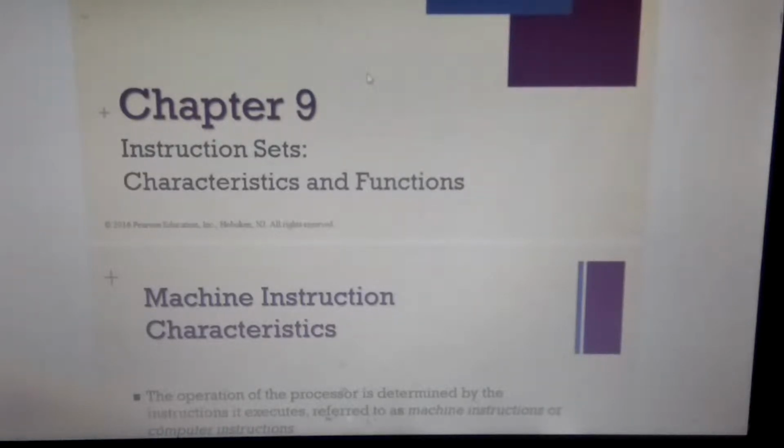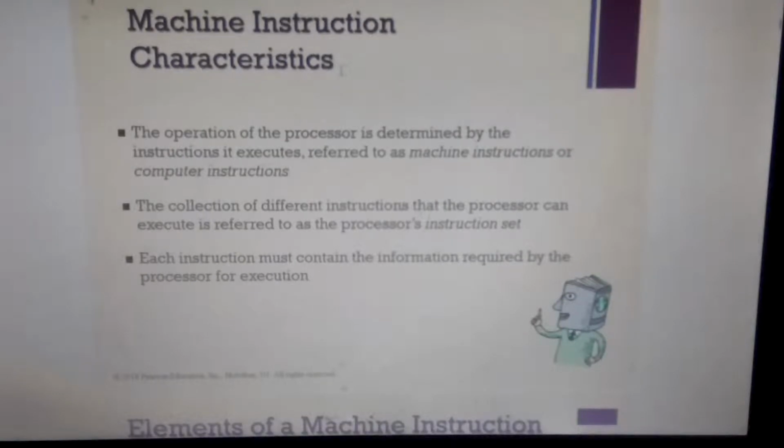In this video, we will talk about chapter 9, which is the characteristics and the functions in instruction sets. Here we'll look at the machine instruction characteristics. The operation of the processor is determined by the instructions it executes, referred to as machine instructions or computer instructions.